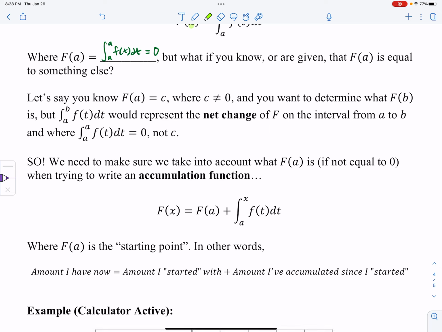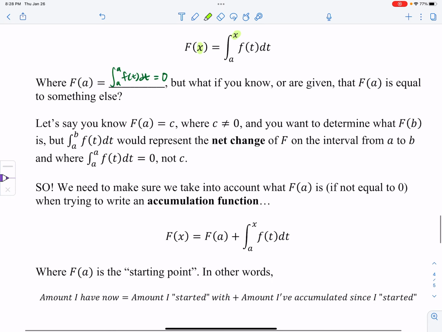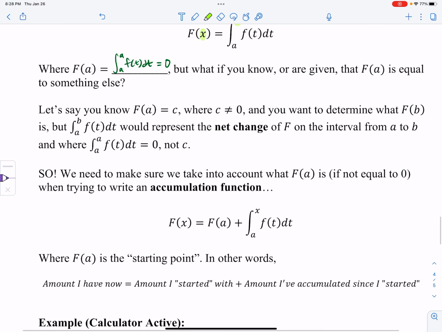So we need to make sure that we are taking into account what F of a is, as long as it's not equal to 0. If it's equal to 0, it doesn't matter, right? Because integrating from a to a would be just 0. And that's fine. Or you would end up doing 0 plus whatever definite integral represents your net change.